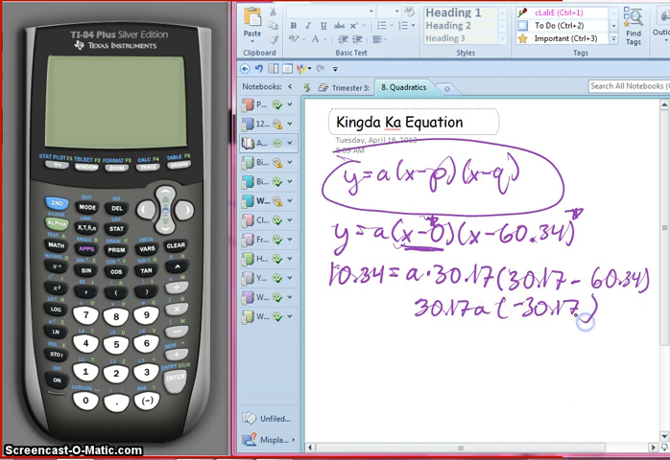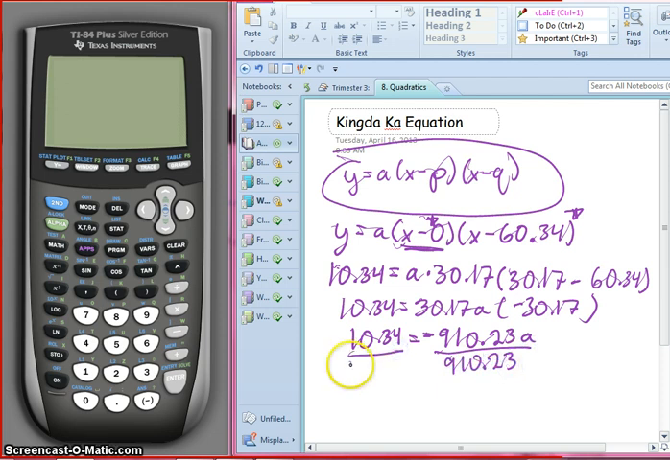Then what you're doing is you're going to multiply the 30.17 and negative 30.17, and you get negative 910.23a. And then you basically just want to divide by the negative 910 on both sides to get a alone.